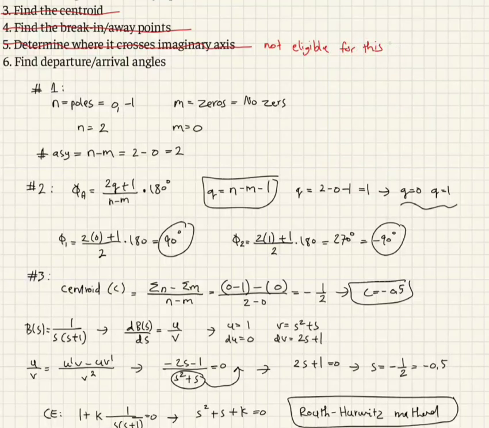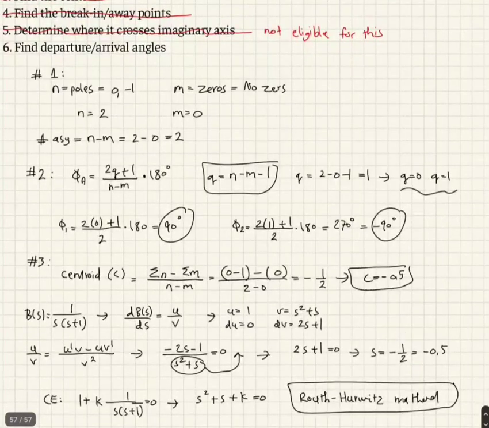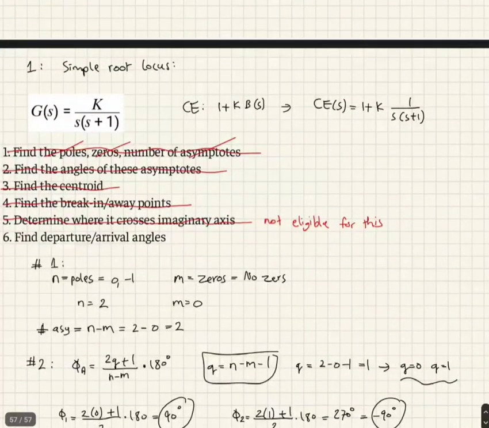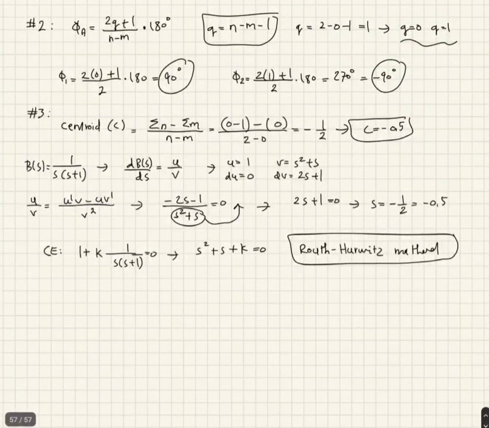For departure and arrival angle, do we have any? No. How do we know? Because our equation is this, right? It doesn't have a complex zero, it doesn't have a complex pole, so it doesn't have a departure or arrival angle.